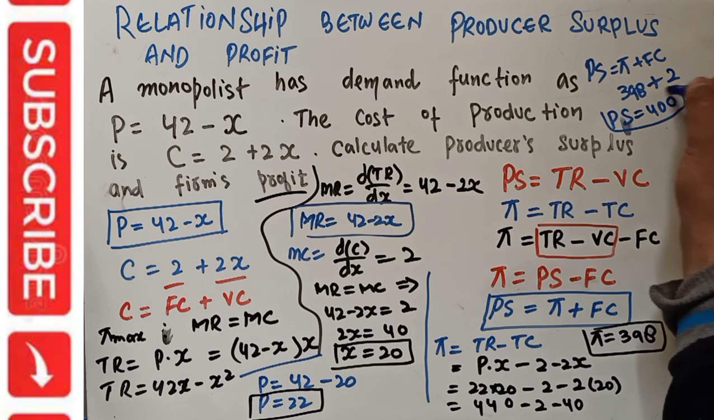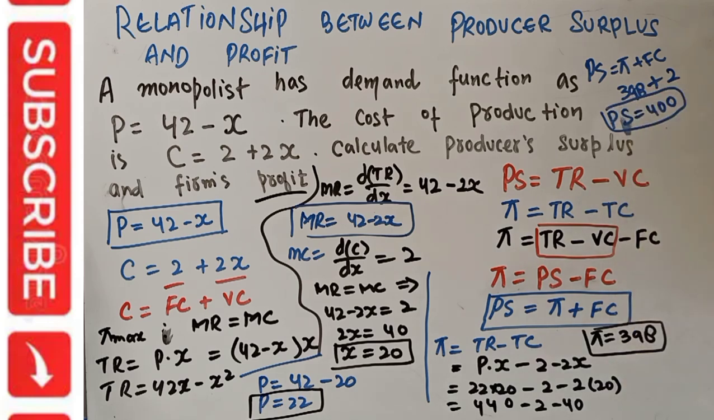Okay. So this is how we calculate the producer surplus from the firm's profit. Here we don't use integration or the graphical method. Simply the relation we have built is that the producer surplus is equal to profit plus fixed cost. From this we can derive the producer surplus.